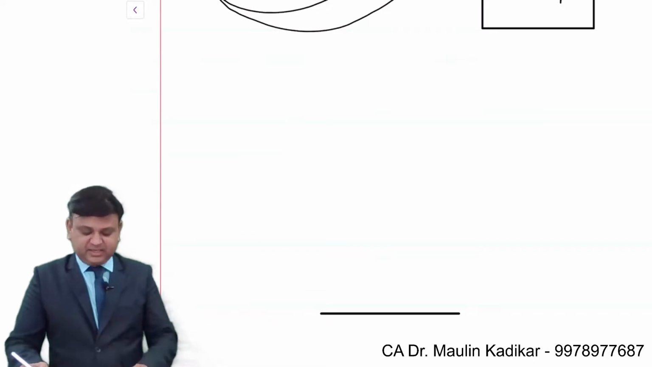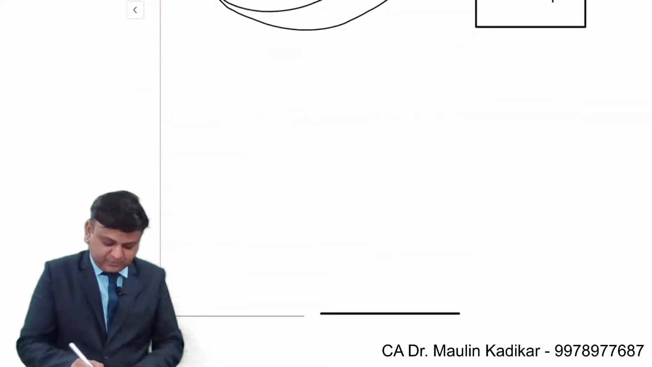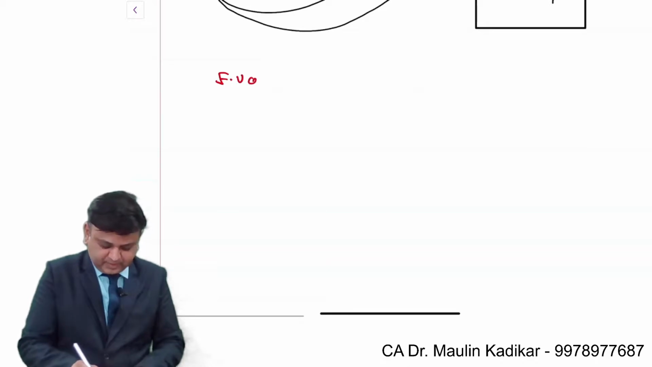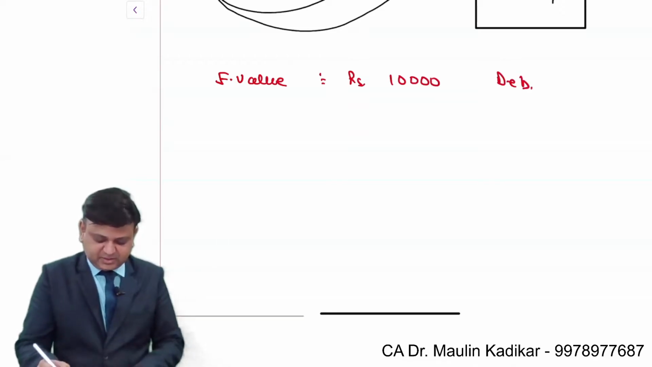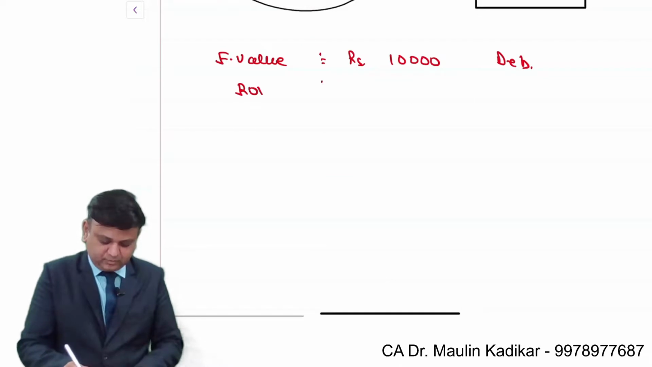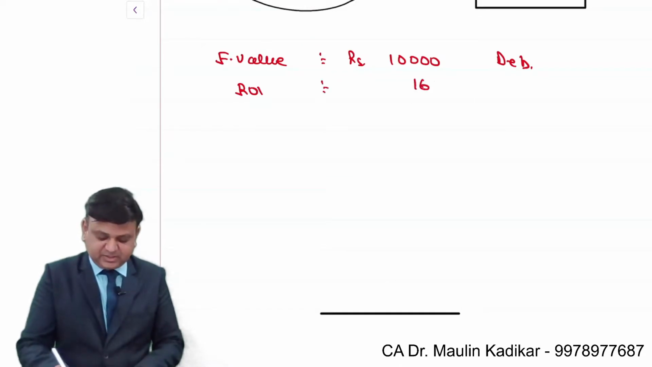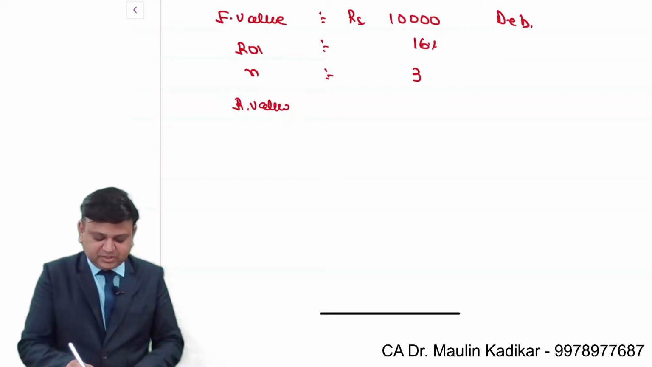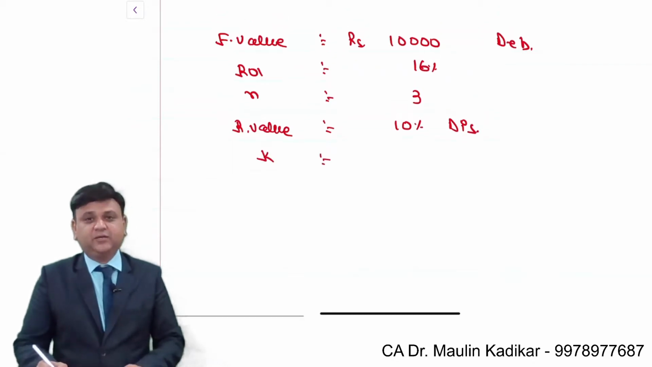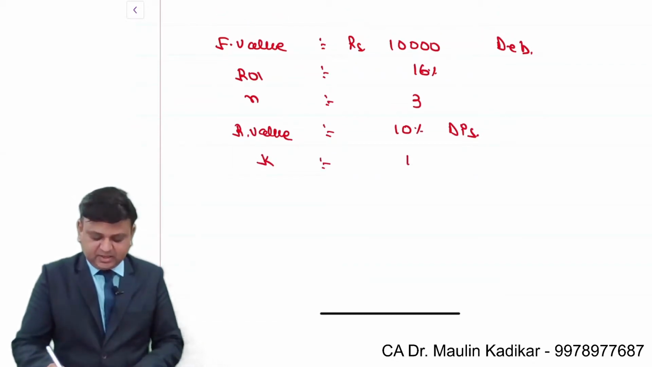I was just trying to discuss one additional point with you. I am asking a question to you. Suppose the face value of the security is rupees 10,000. The security is a debenture. Rate of interest is 16%. Time period of issue is 3 years. Redemption value of the security is at 10% discount. Investors' required rate of return is, let us say, 18%.